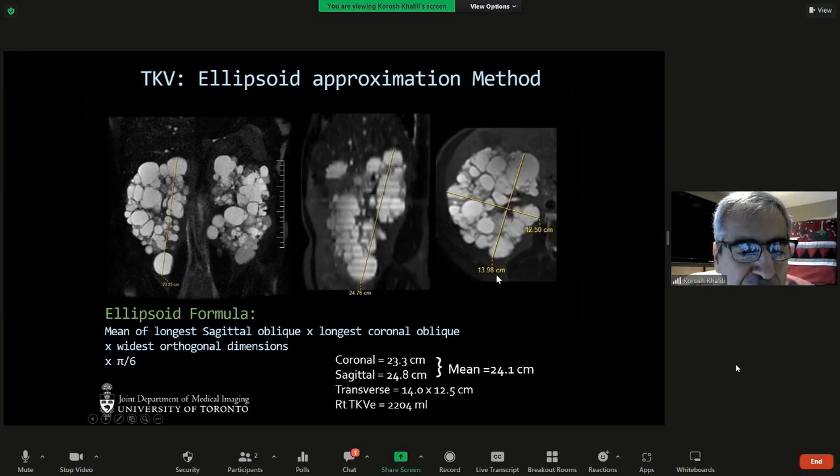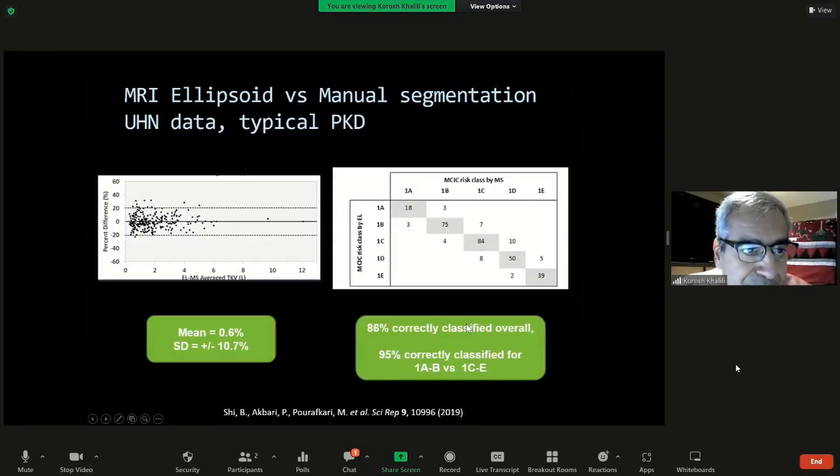We take these measurements and we multiply it by the average of the sagittal and the coronal. And then we have to multiply that by pi over 6 to get the volume of an ellipse or an ellipsoid entity. And so we get the average multiplied by the transverse diameter and multiplied by pi over 6. And so we get the total kidney volume. In this case, 2.2 liters. So very large kidney.